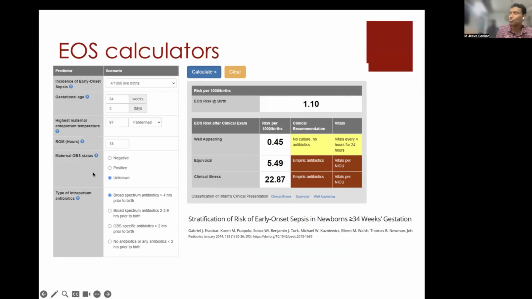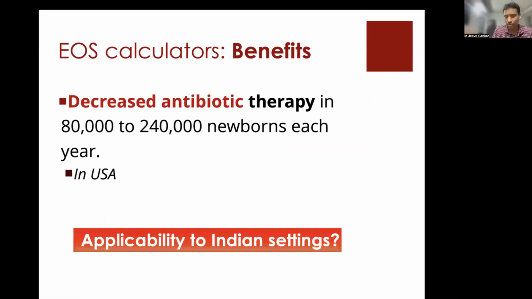And as I said, in most Indian settings, I would say almost all Indian settings, group B streptococci is quite rare. So we cannot extrapolate this calculator, we cannot use it in our Indian units. But this calculator has been found to reduce antibiotic therapy in about 200,000 newborns every year in the United States itself. And many high income countries have reproduced these results. But the problem, as I said, is that the applicability in Indian settings is, I would say, nil.